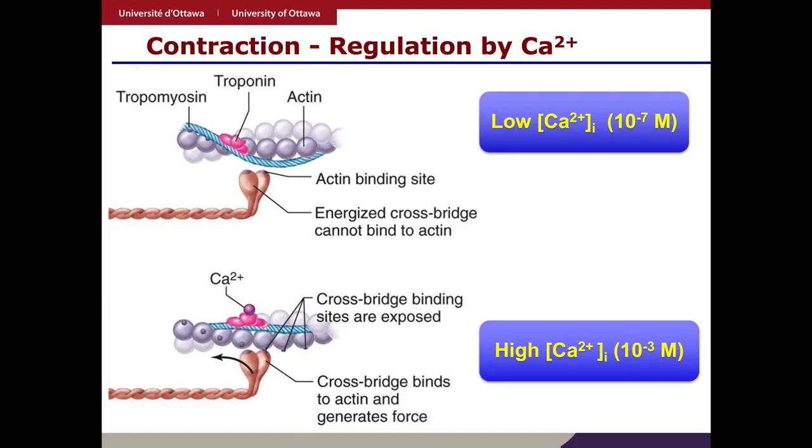Calcium binding to troponin C causes a conformational change in the troponin complex, and that change is transmitted to tropomyosin, which shifts position, exposing the myosin binding sites on actin, allowing cross-bridge cycling to occur.